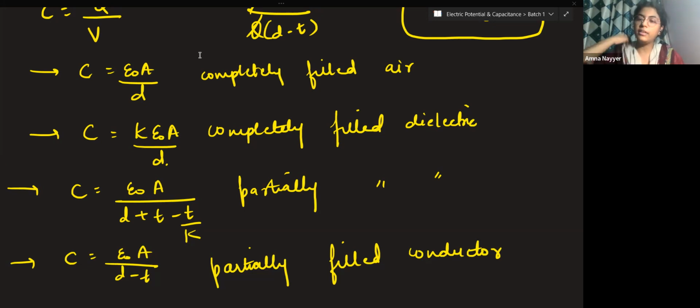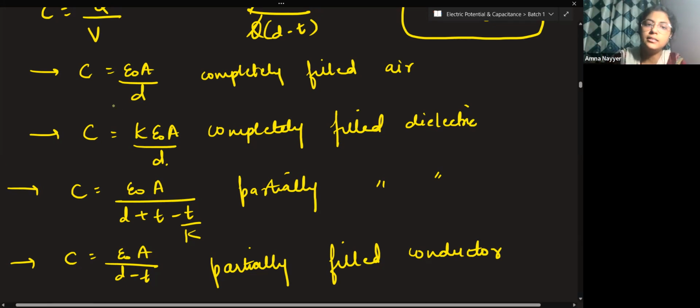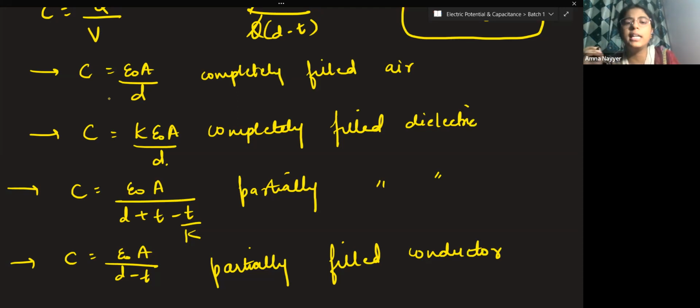So the formula that we get, if the medium between the plates of a parallel plate capacitor is kept completely filled with air, then the formula is epsilon naught A by D. Epsilon naught is the absolute permittivity of free space, whose value is 8.85 into 10 to the power minus 12. All those who are not aware of this, don't worry, we'll study it again. A is the area of the plate. D is the separation between the 2 plates.